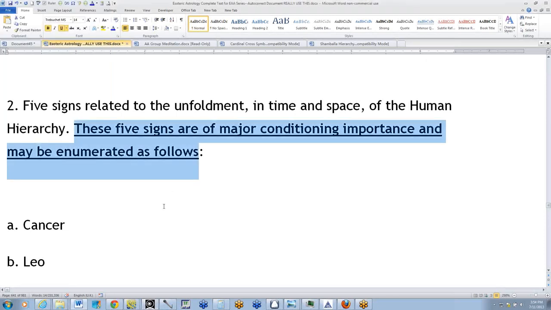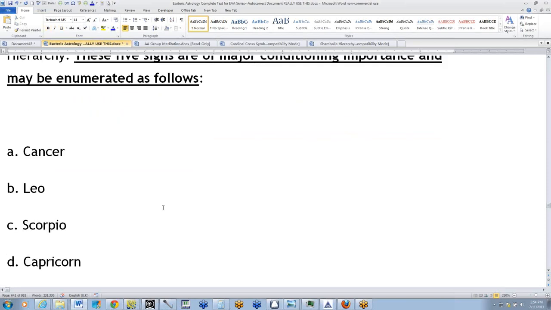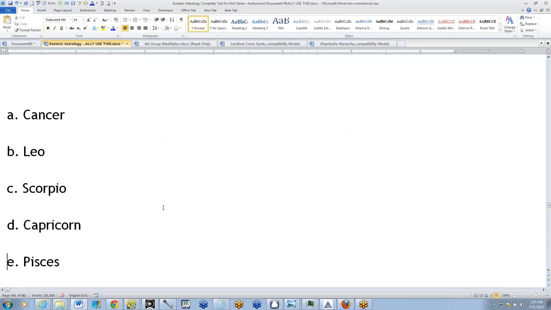So these five signs are of major conditioning importance and may be enumerated as follows. Well, the signs first of individualization, in which the first incarnation was taken by all: Cancer, Leo, Scorpio, Capricorn, Pisces. They are not necessarily in order. Individualization, self-consciousness, struggle between soul and personality, triumph of the soul, and release of the soul. Pisces, release of the soul. Capricorn, triumph of the soul. Scorpio, struggle between soul and personality. Leo, the integration of the selfish personality, at least among many. And Cancer, the beginning, the mass consciousness in which many human beings live for a long time before they become an integrated human being.